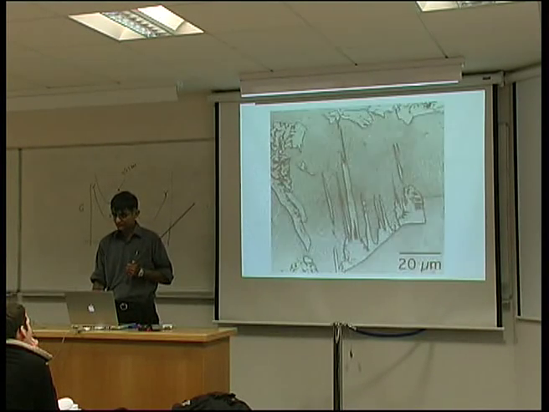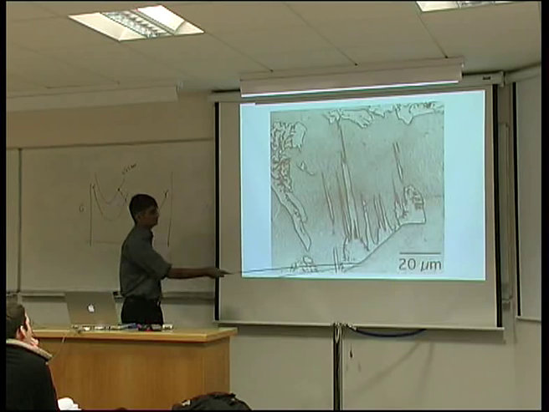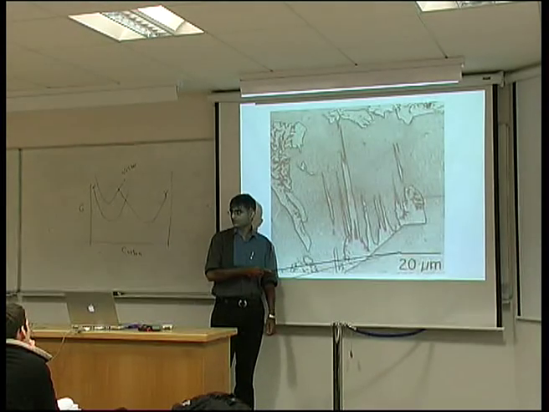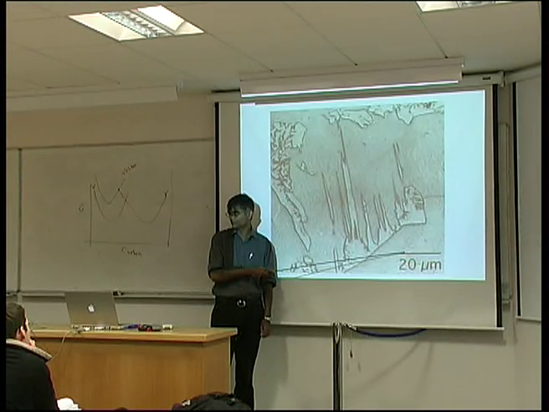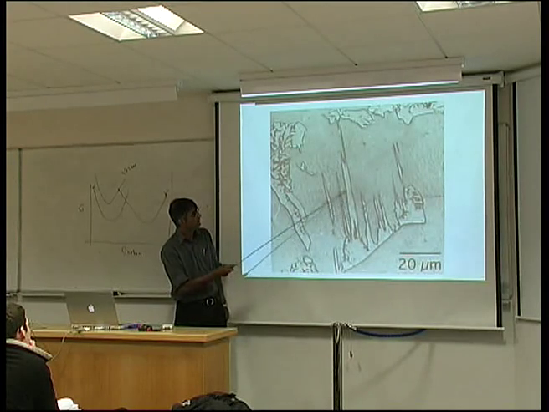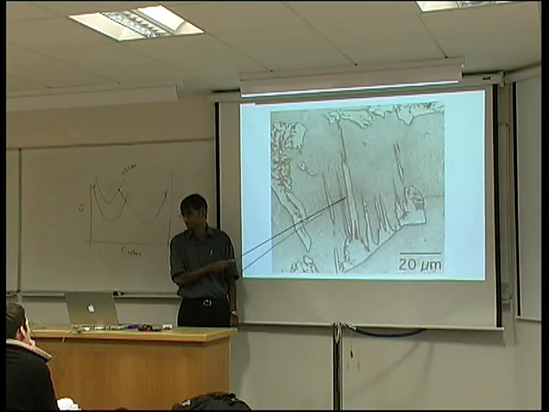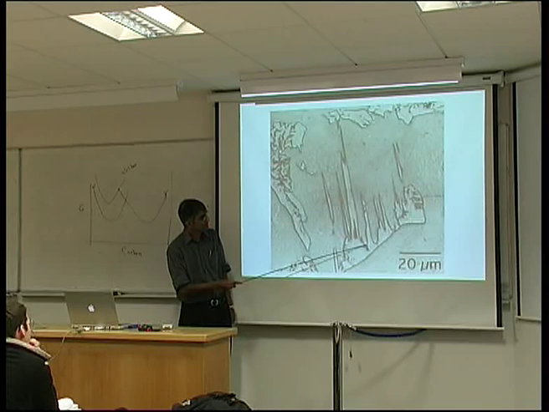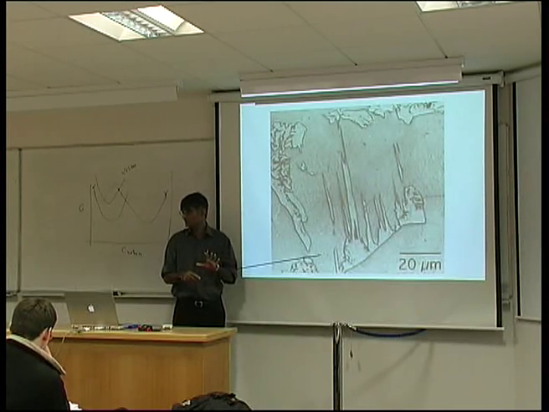Now these plates of Widmanstatten ferrite look like this. You can see the scale here. This is an optical micrograph. These are very clean plates. There's no structure inside them. And they have the shape of thin wedges.